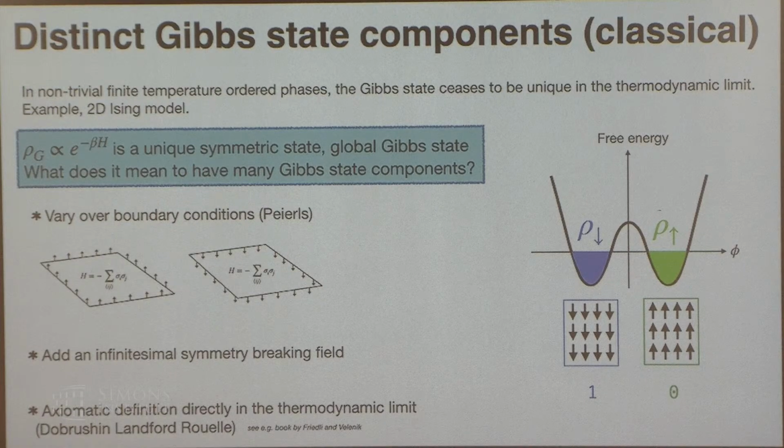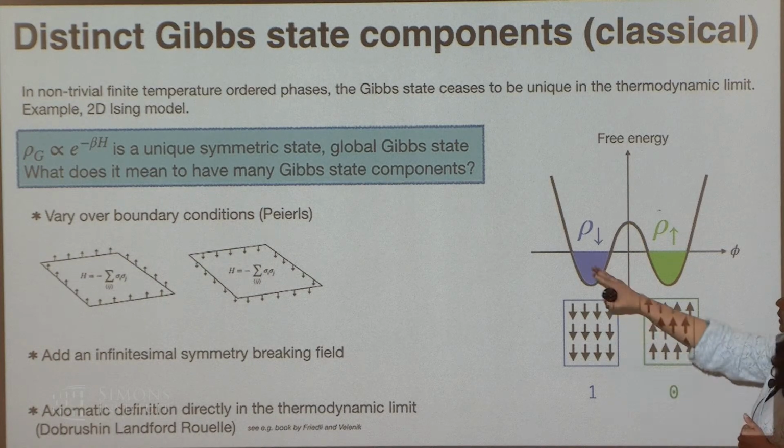So again, intuitively, if I'm saying the 2D Ising model has a non-trivial finite temperature ordered phase, what this really means is that the Gibbs state of the 2D Ising model ceases to be unique in the thermodynamic limit. Okay, this is usually what I mean by spontaneous symmetry breaking, that you have multiple equilibrium states in the thermodynamic limit, and those are related by the action of a symmetry.